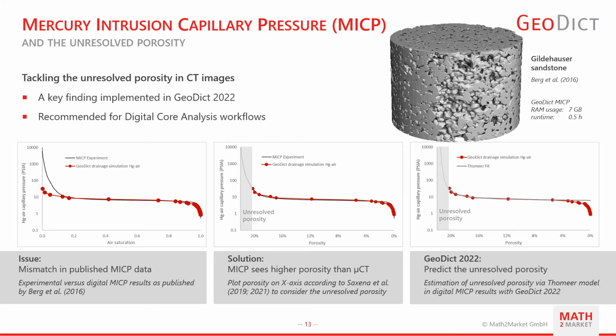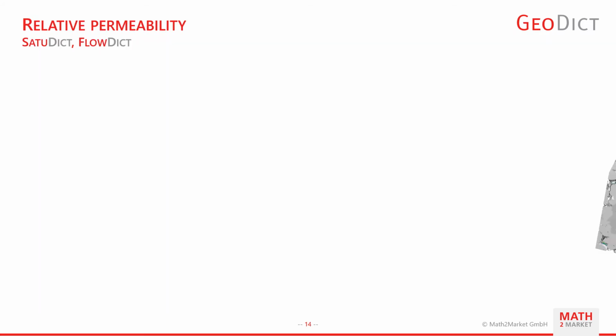GeoDict 2022 now also offers another possibility. By applying the Tromare fit, we now predict the unresolved porosity for your digital rock in addition to the MICP curve. Try this out yourself in the digital physics workshop later today.